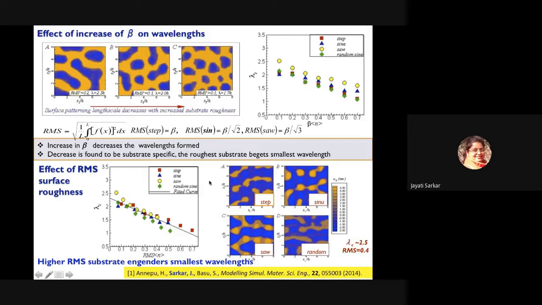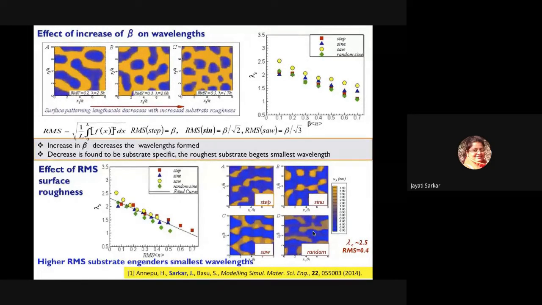So once we recast these wavelengths over RMS roughness rather than the amplitude, one could see that the wavelength was linearly decreasing with the RMS roughness. So it falls on a master curve if we do this scaling with respect to RMS rather than the amplitude of the roughness. We had done the simulations for different types of profiles, and we have seen that if the roughness was nearly the same, the wavelengths would also be the same.